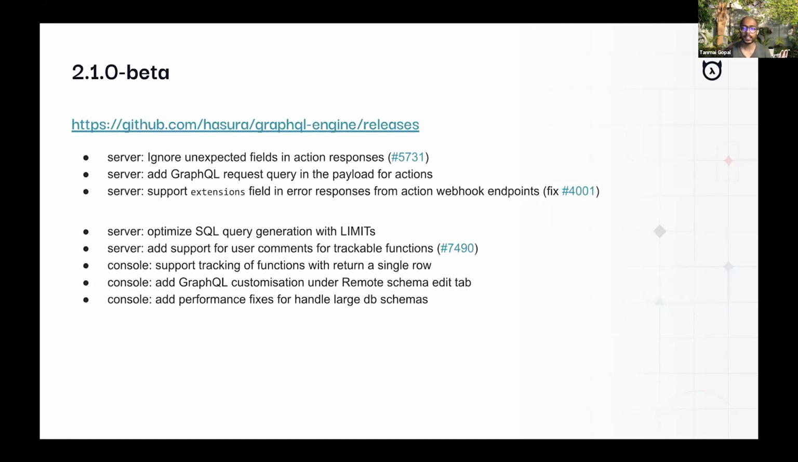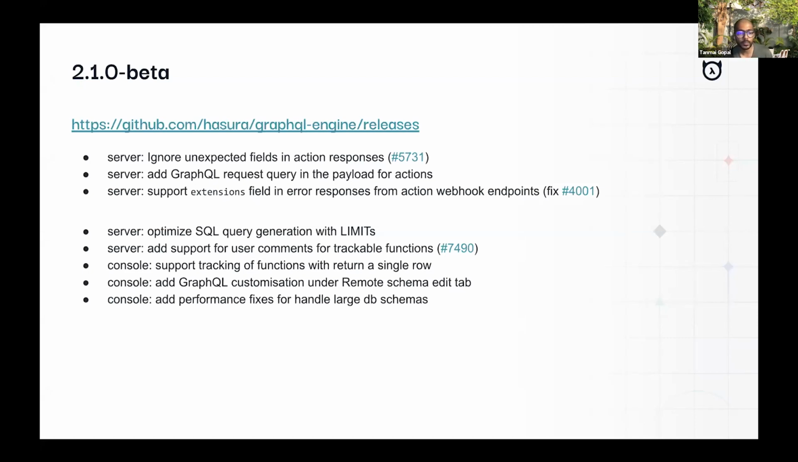On the action side of things, your actions can now return larger blobs of JSON data and don't have to be strictly according to the payload that Hasura expects. Also, we've added the ability to send the GraphQL request query itself in the payload so that you can do anything advanced that you need to do in the processing of an action. And then, of course, supporting extensions in the error responses so that they can also be propagated into the API. We had a long-standing request on optimizing SQL query generation that had nested limits, and that's landed as well. And some minor enhancements on the Postgres side to support better comments with user trackable functions. That will also show up in the GraphQL API and the tracking functions that return a single row.